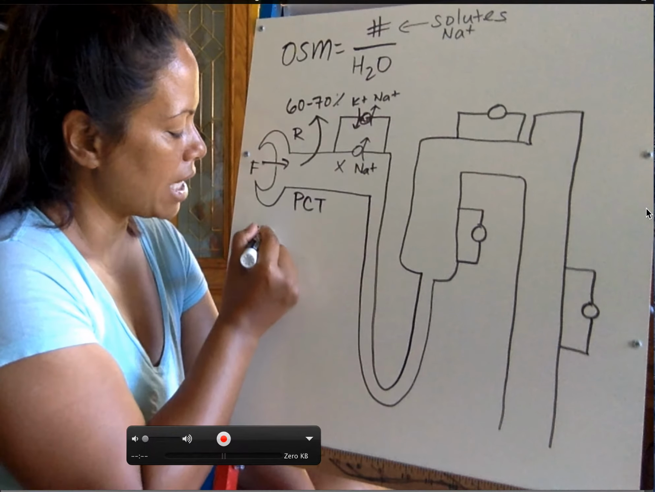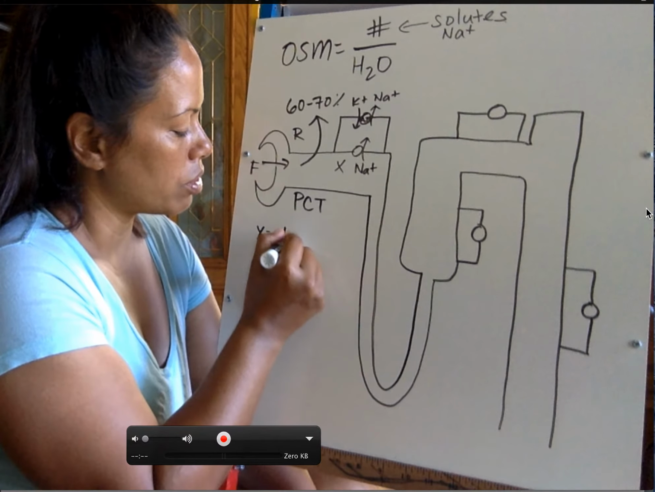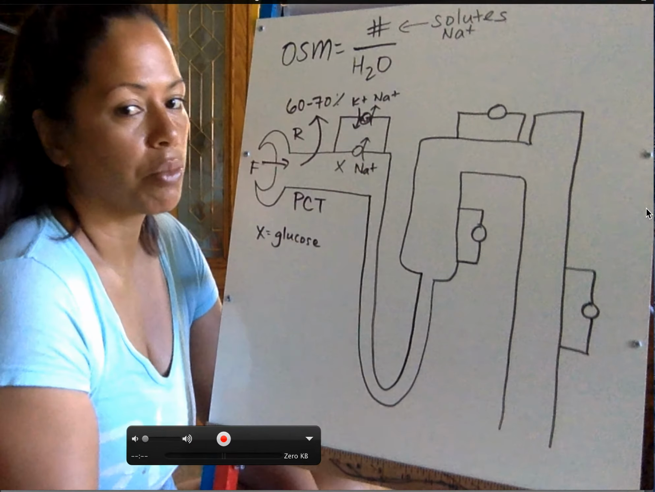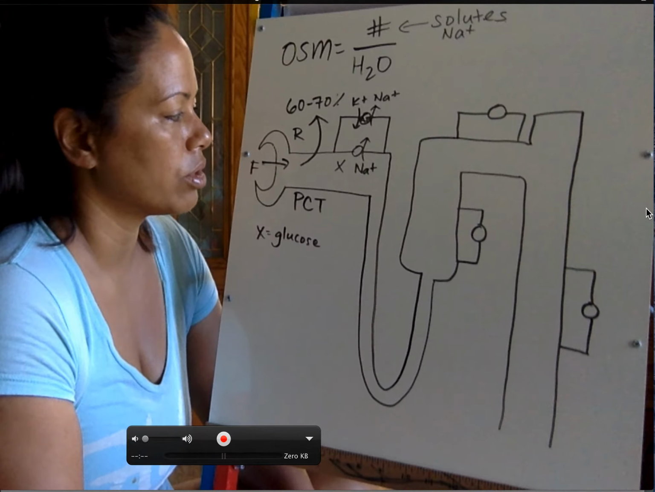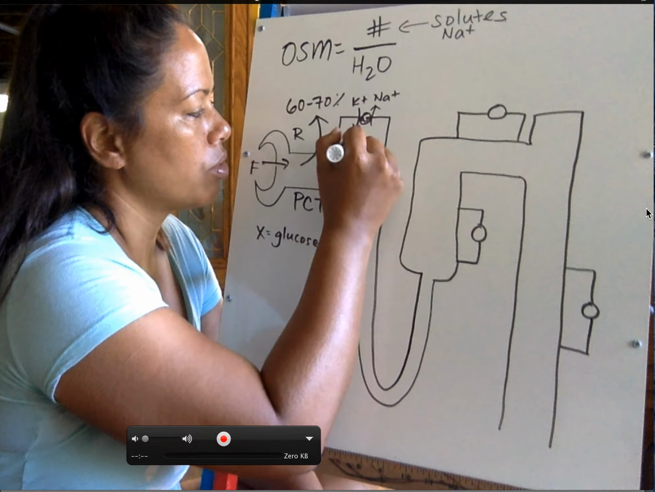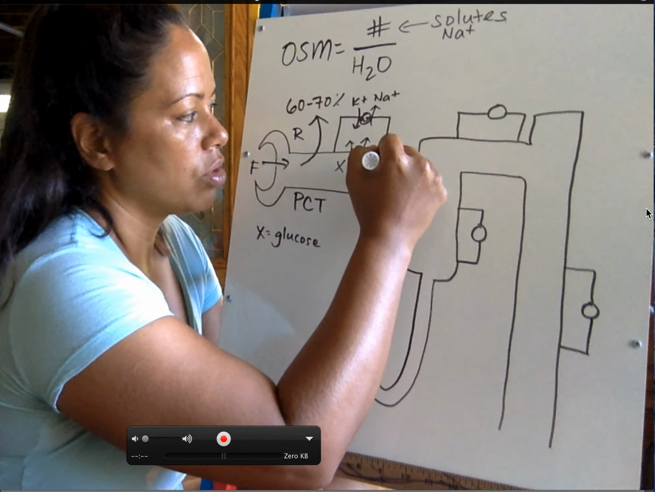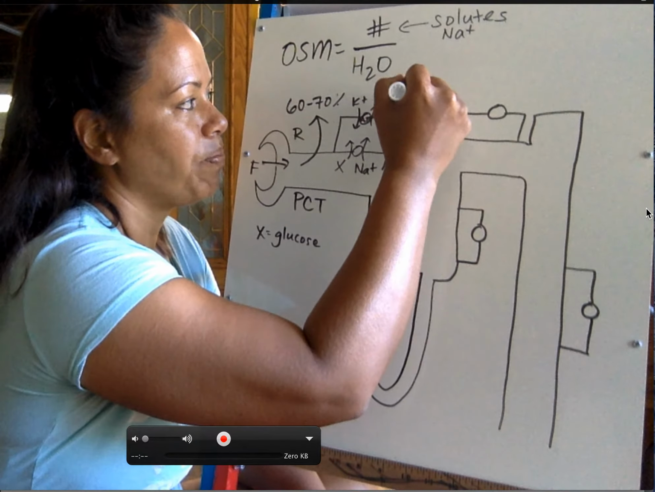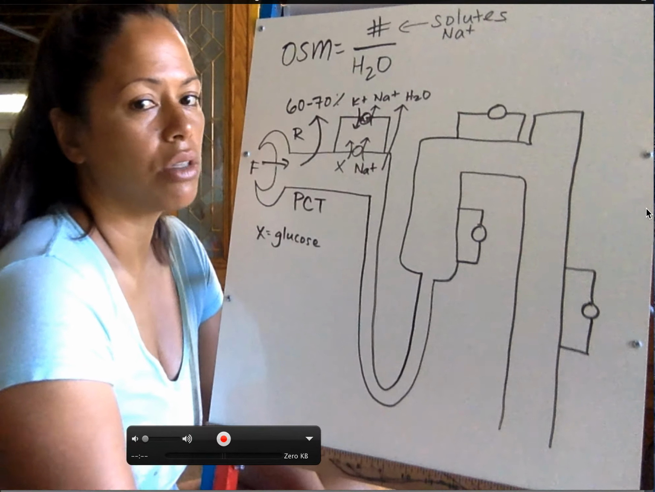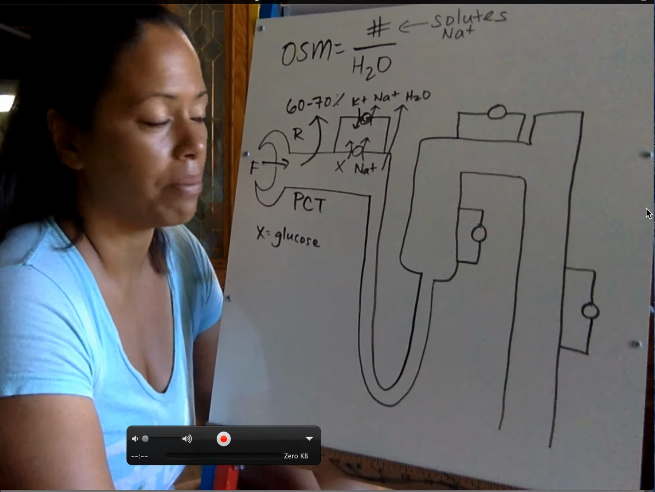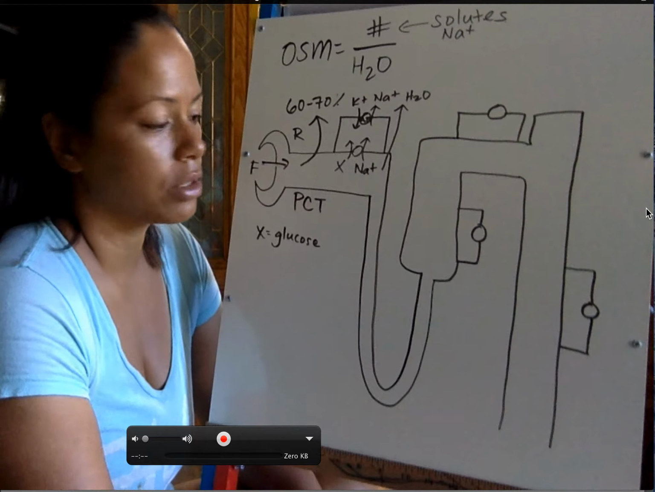In this case, X will just be glucose. We're going to keep it simple. There's more than just glucose. You can drag in other solutes with it. But we're going to say glucose is dragged in with salt. Well, in addition to glucose, water follows salt. Anywhere that salt goes, water follows. One more time, anywhere that salt goes, water follows.